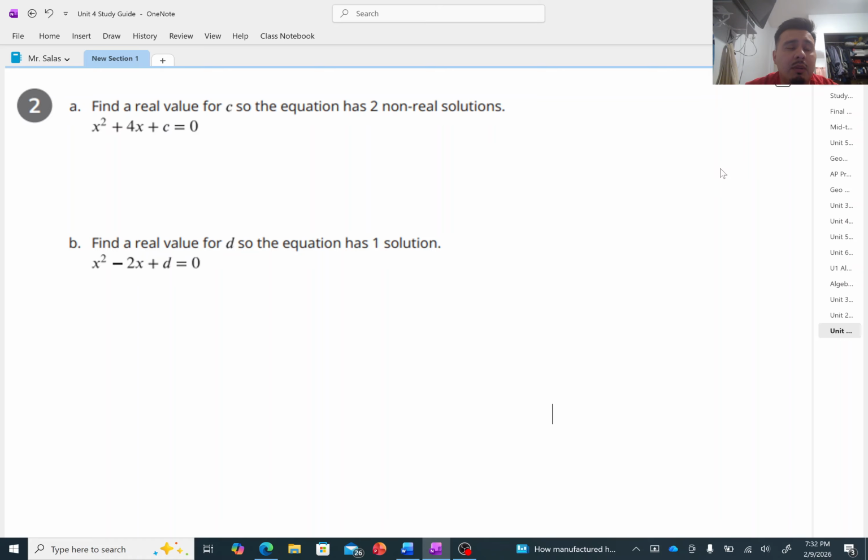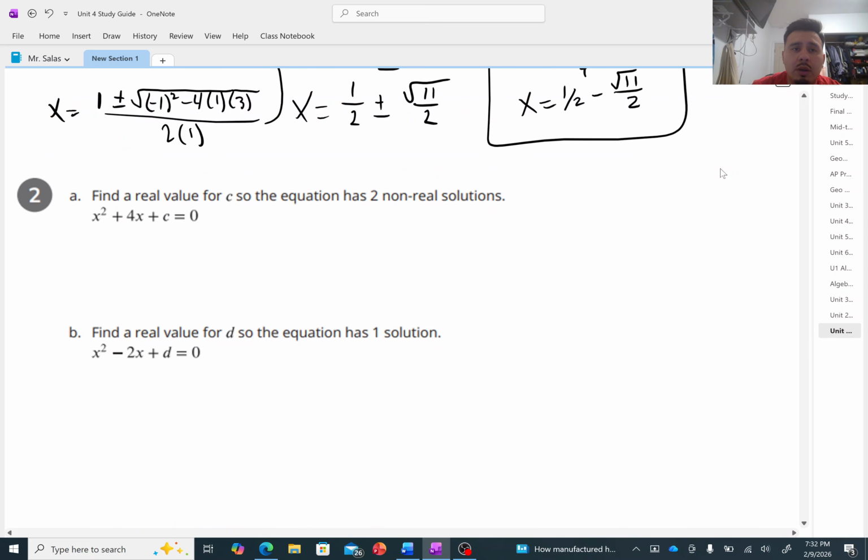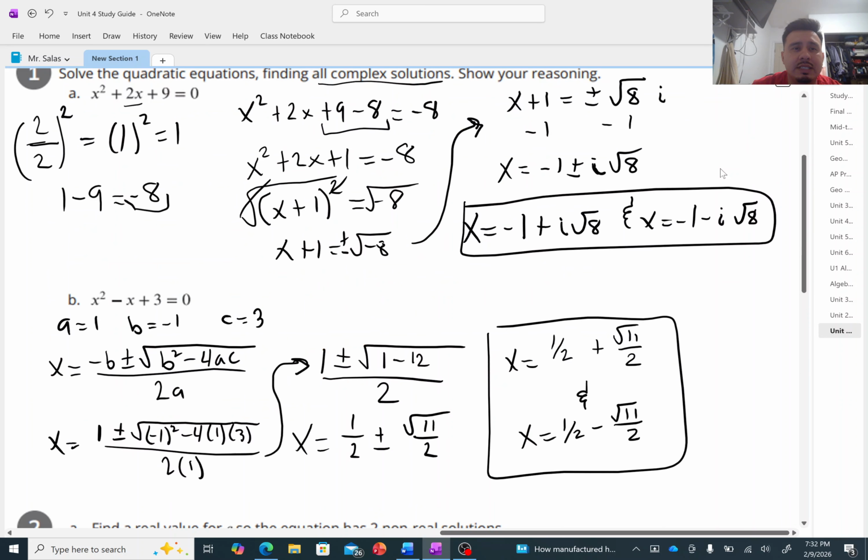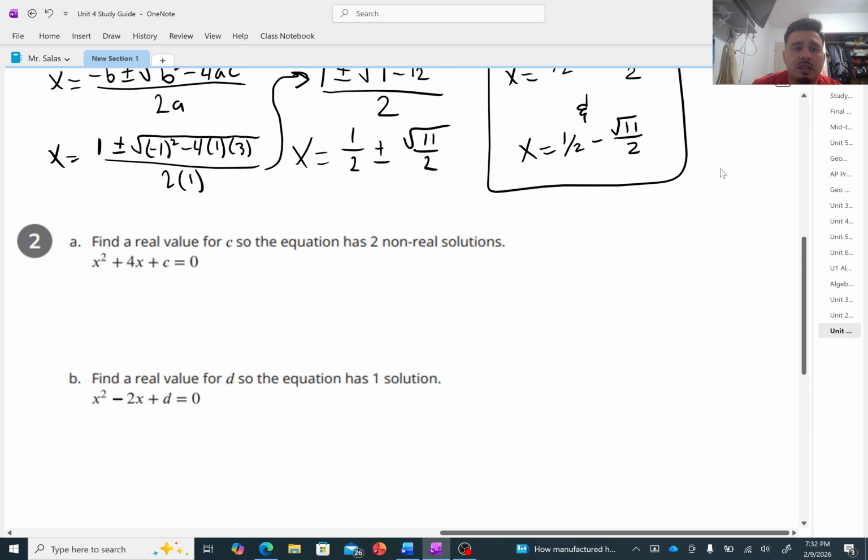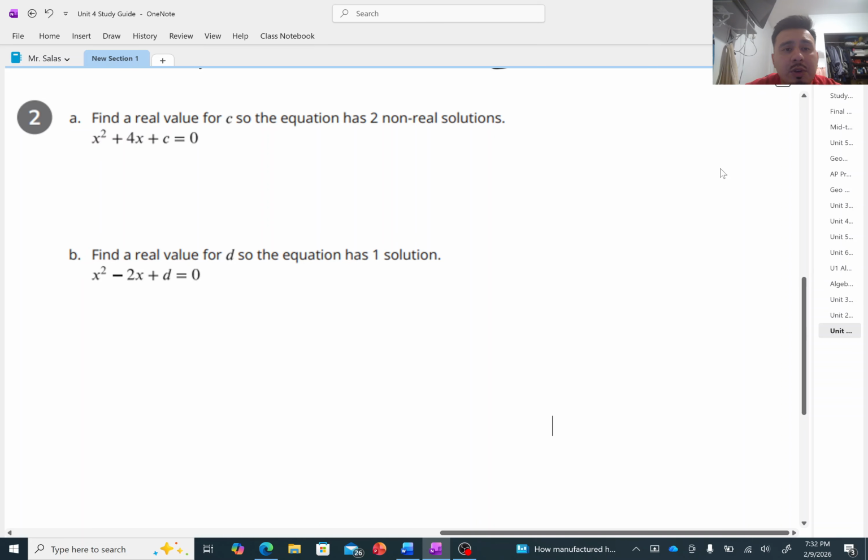We're going to be looking at problem number 2 from checkpoint D, okay? So let's take a look at this one. It says, find a real value for C. So the equation has two non-real solutions. So they want us to find some value that will give us imaginary answers or non-real solutions, okay?